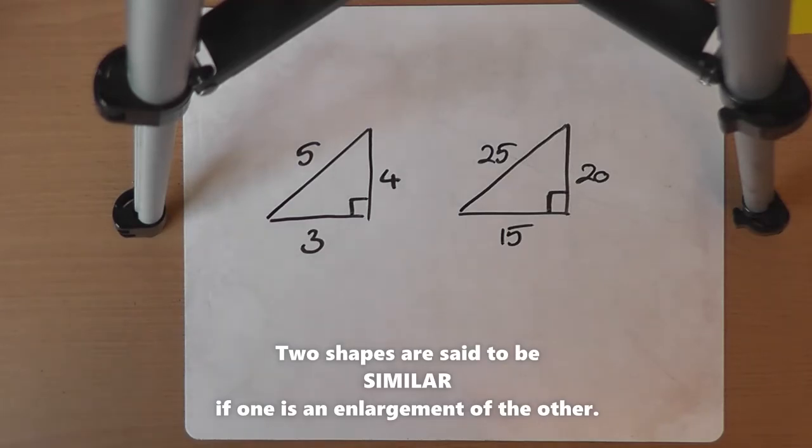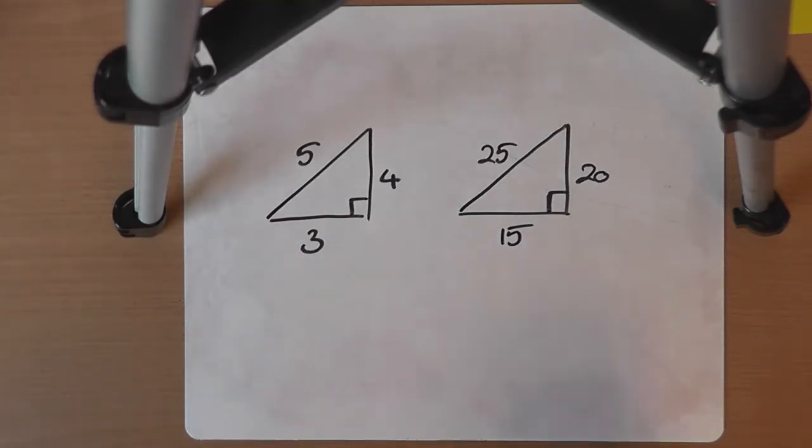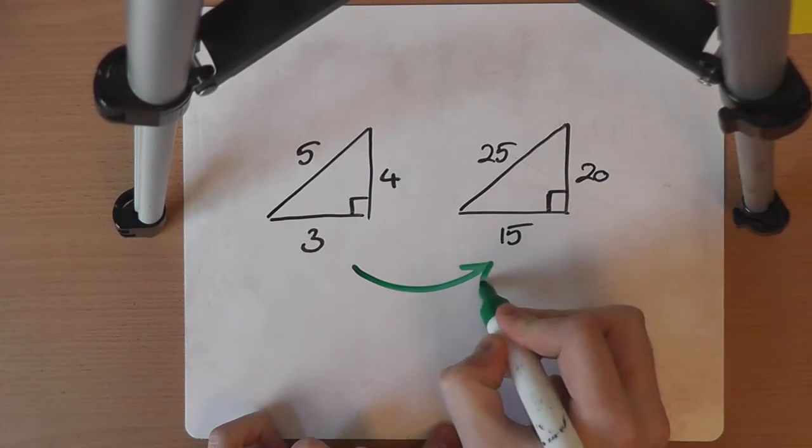The sides match up and each pair of matching sides is 5 times bigger in the second triangle on the right. Or alternatively, we could say that the smaller triangle is 5 times smaller. So one of these shapes is an enlargement of the other. And if one is an enlargement of the other, then the two triangles are said to be similar.